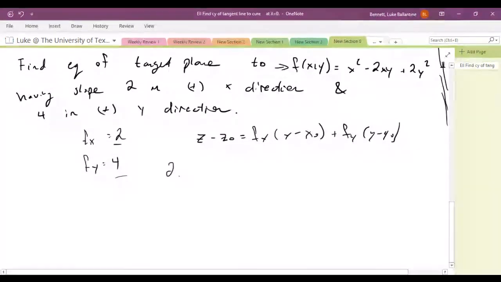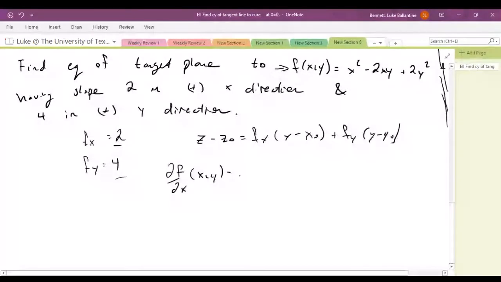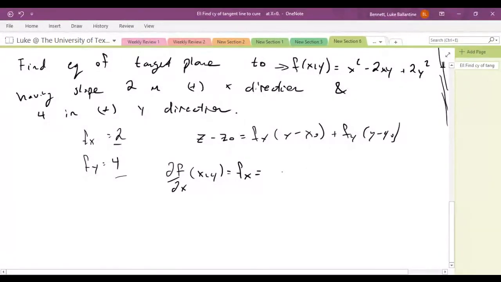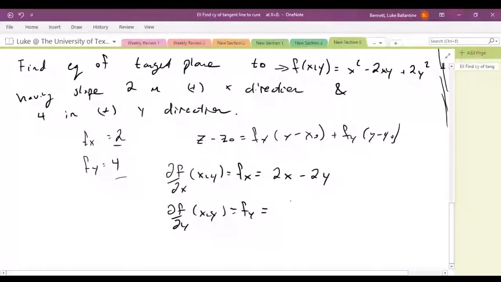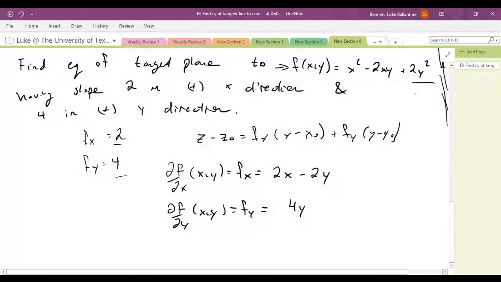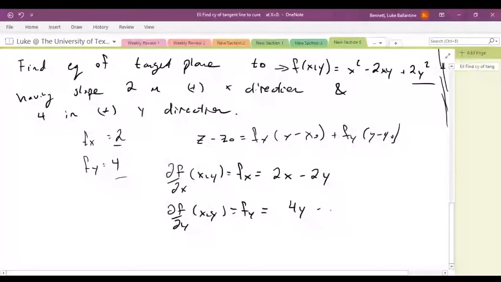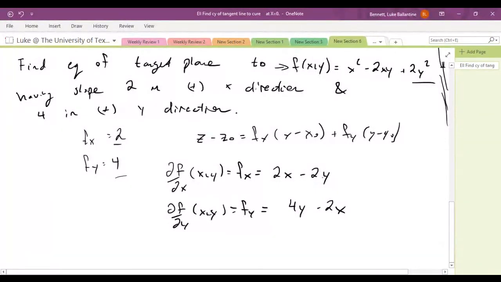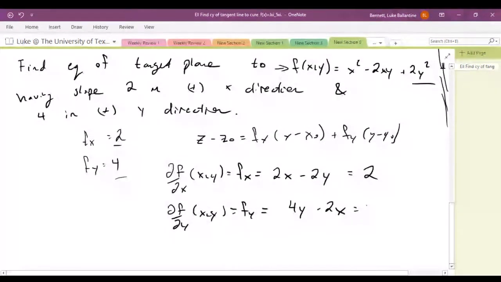So we have the partial of f with respect to x of x, y is 2x minus 2y. The partial of f with respect to y of x, y is going to be 4y, I'm doing the last term first, minus 2x. Okay, so we want f sub x to equal 2, f sub y to equal 4.